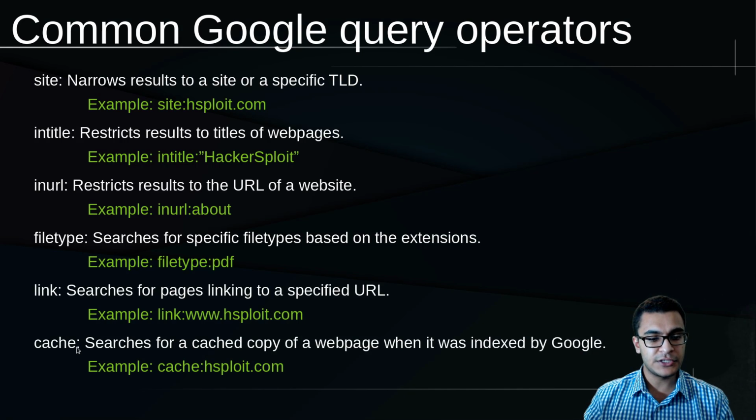You then have cache, which searches for a cached copy of a web page when it was indexed by Google. It will display the most recent cached version of the website when it was indexed by Google. This can be useful if you're looking for an older version of a web page. However, this is not the preferred method of doing so.